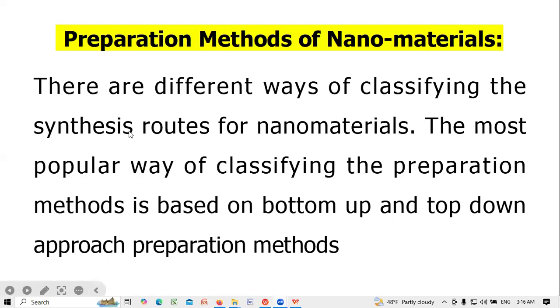Hello, good morning. I'm discussing the preparation methods of nanomaterials. There are different ways of classifying the synthesis routes for nanomaterials. The most popular way of classifying the preparation methods is based on the bottom-up and top-down approaches.